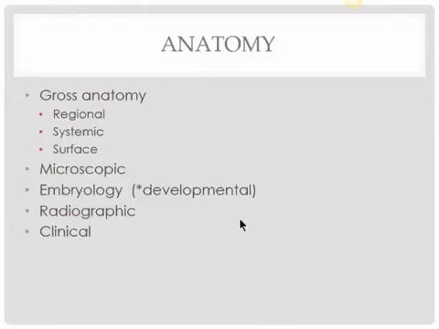First is gross anatomy. Gross anatomy is also called macroscopic, which means what you can see with the naked eye, as opposed to microscopic. Under macroscopic, you can study gross anatomy region by region. That means you do the head and neck region, you do the thoracic region, you do the abdominal region, then you do the pelvic region.